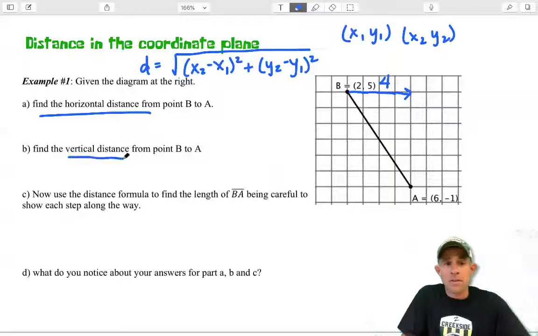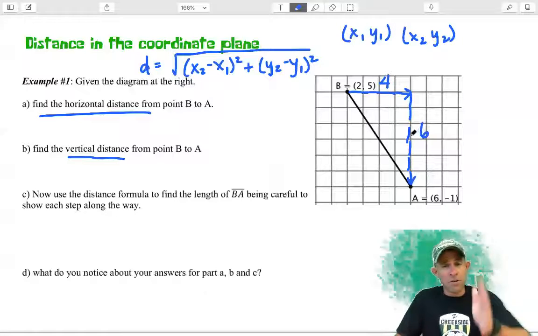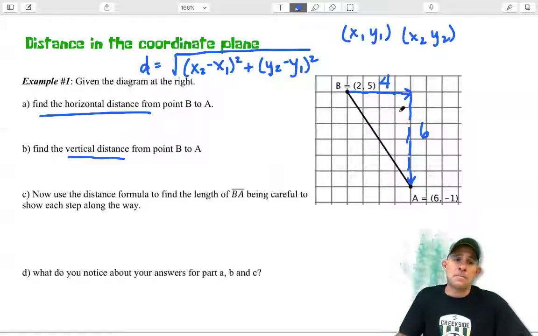Next, we want to find the vertical distance from point B to A. So now I'm going to count down from B to A. 1, 2, 3, 4, 5, 6. So 6 is my vertical distance from point B to A.